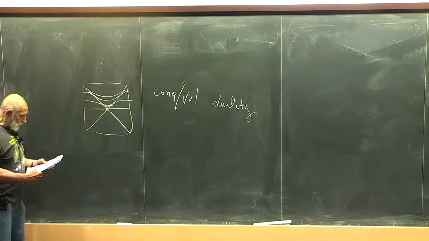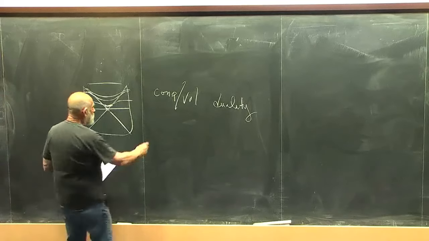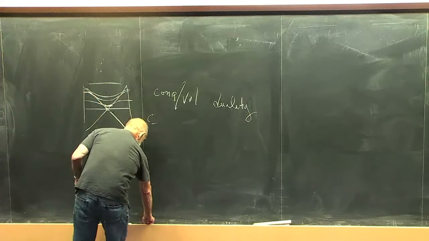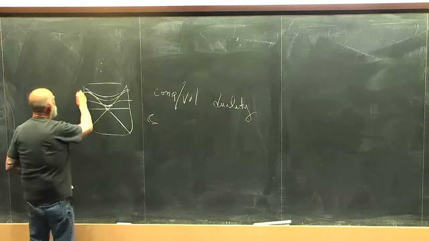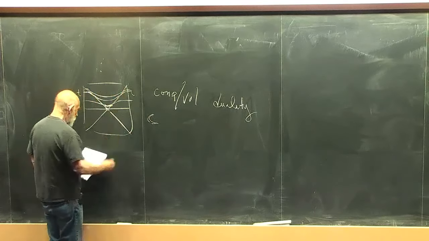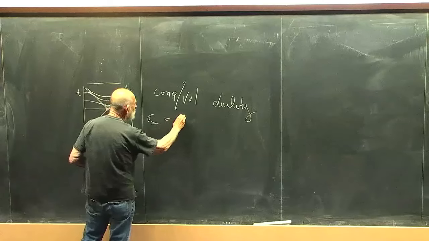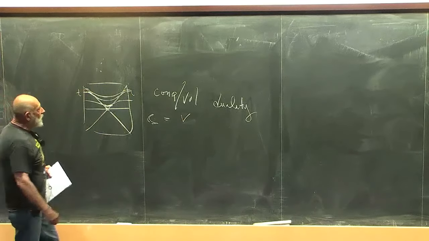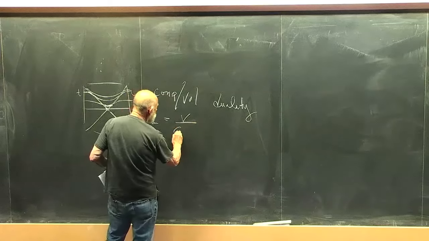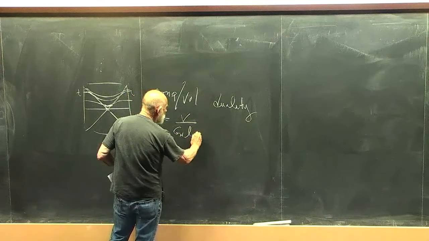How hard is it to get from one to the other? Okay, so the quantitative relationship is that the complexity at time t is the volume of the Einstein-Rosen bridge, that's the interior, divided by G Newton times L_AdS.